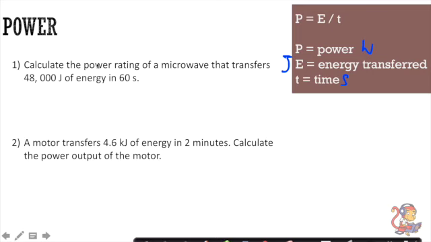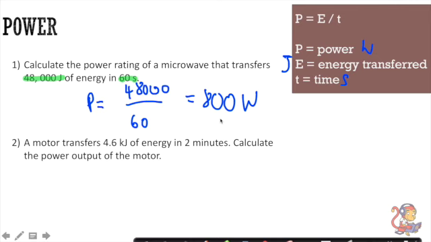So first question, calculate the power rating of a microwave that transfers 48,000 joules of energy in 60 seconds. So we've got our joules in the correct unit and our time in the correct unit, so we simply do P, power equals energy, 48,000 divided by 60, and that will give us 800 watts.